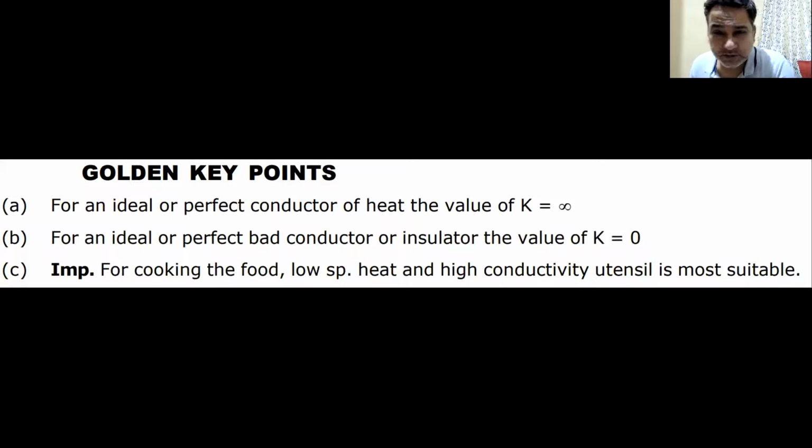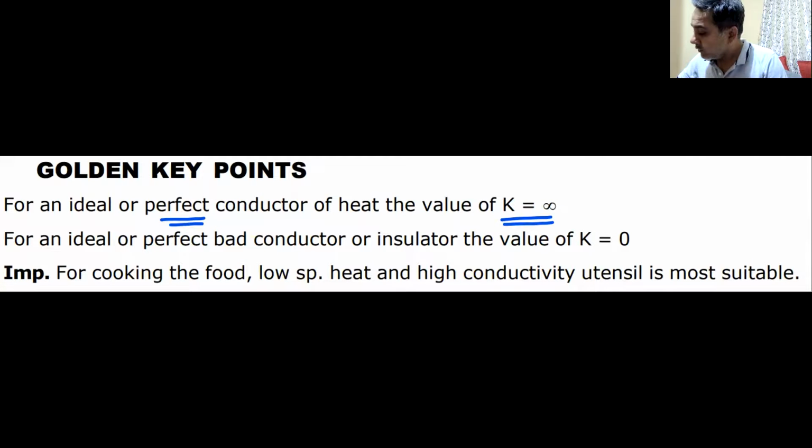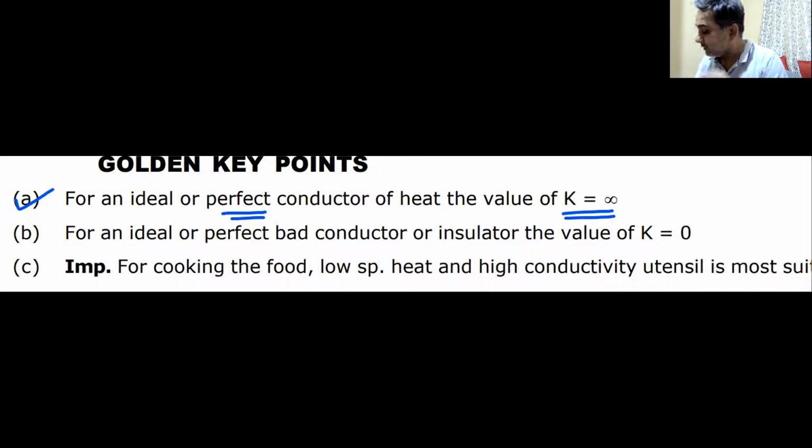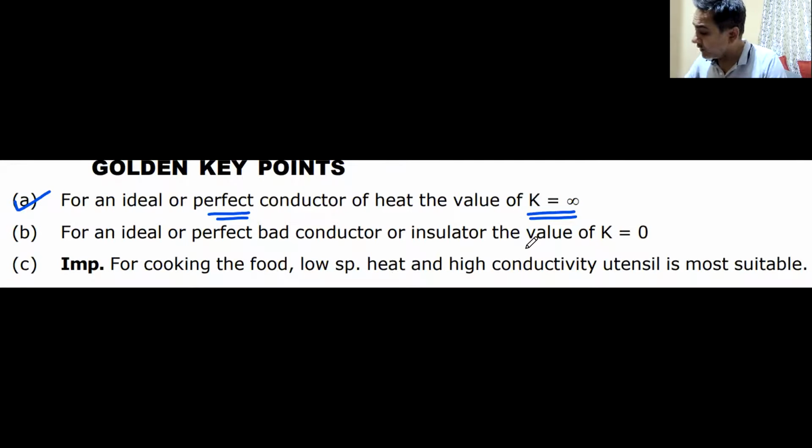Let's move on to some golden key points that you must remember. For an ideal or perfect conductor, the value of K, or thermal conductivity, should be infinite, a very, very large value. So basically this K tells us how good or how bad the conductor is. For a perfectly bad conductor, or what should I say, an insulator, the value of K will be 0.